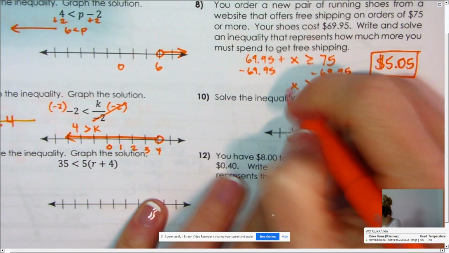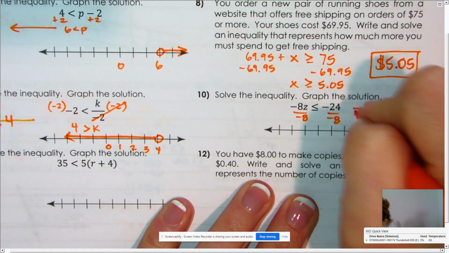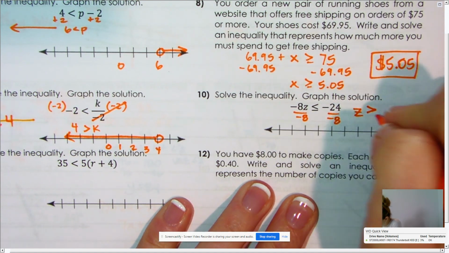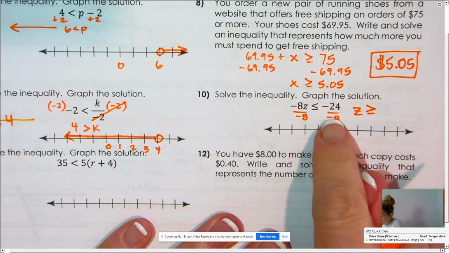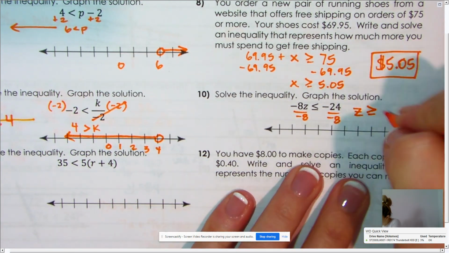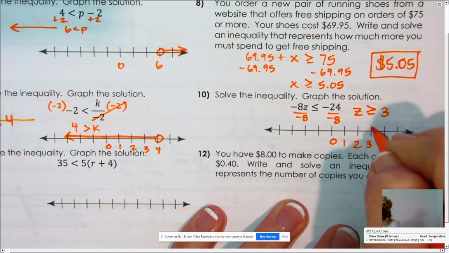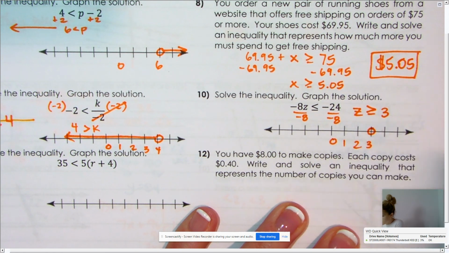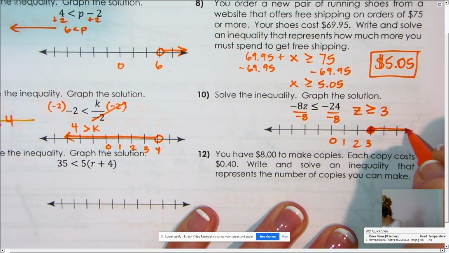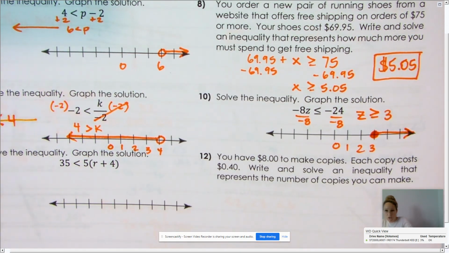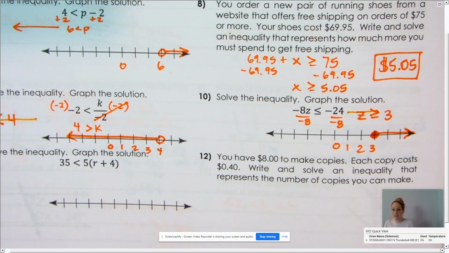We're going to divide by -8 on both sides. So I get z is greater than or equal to. Remember, I flip the sign when I multiply or divide by a negative on both sides. And then we put a 3. So 0, 1, 2, 3. It could be equal to 3, so we color that in as one of our solutions, and z is greater than, so that's to the right. You can also use the arrow like this. Z is greater than, so go to the right.